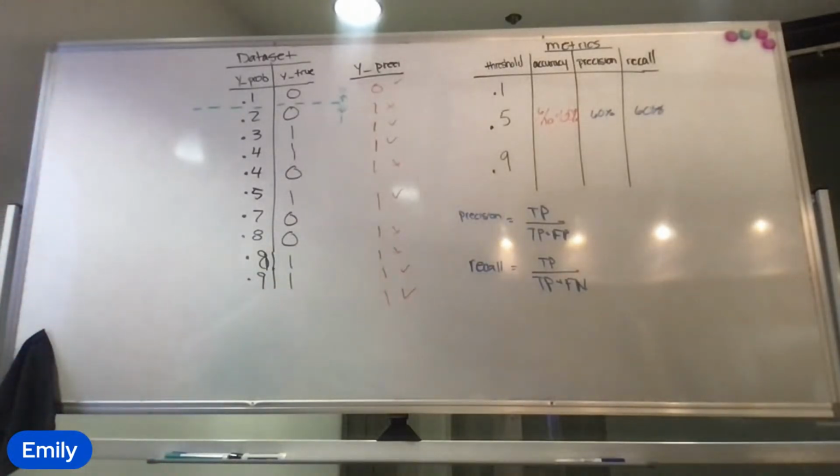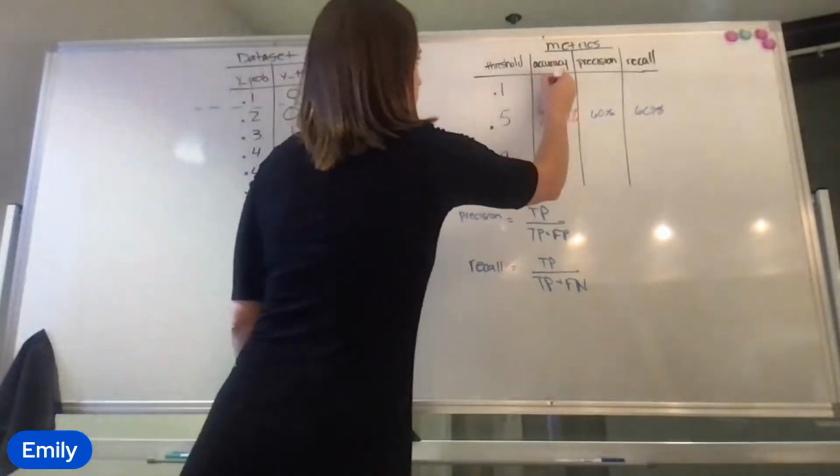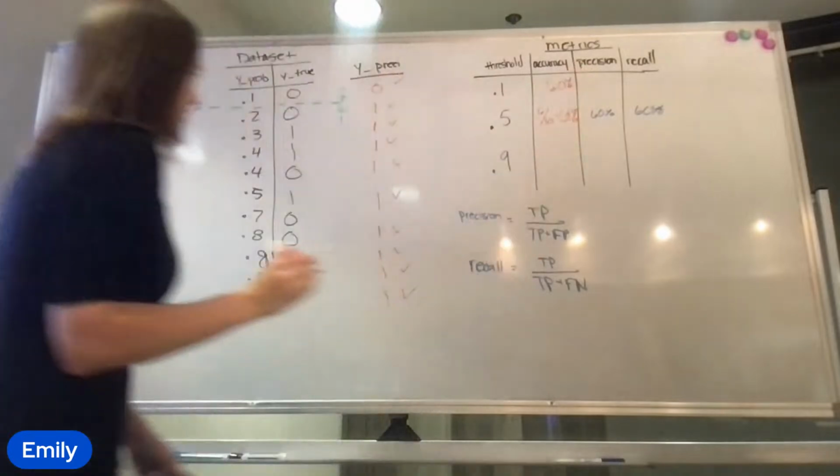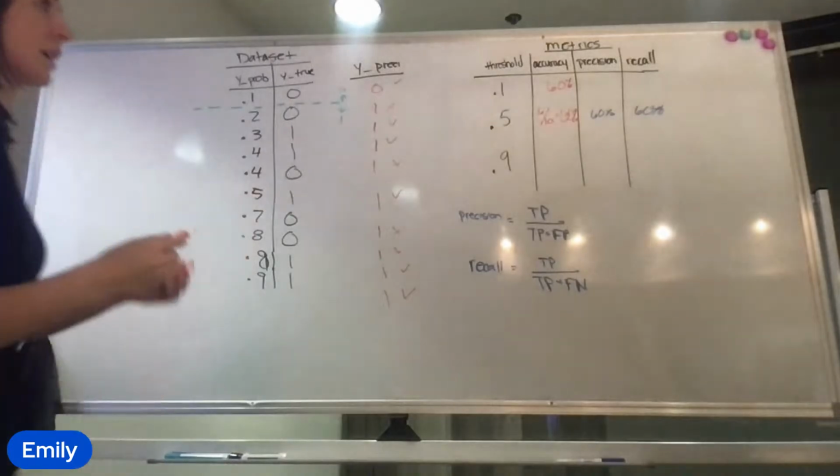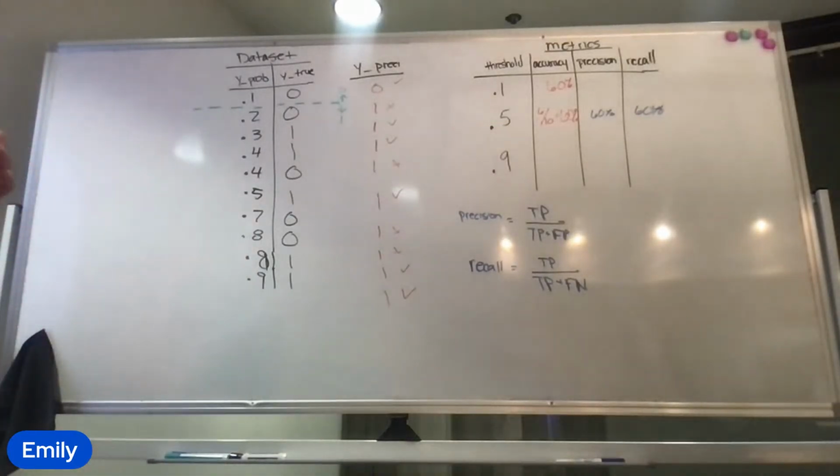Does anybody know what the accuracy is here? What, 60% again? It is 60%. That was interesting, huh? I didn't do that on purpose. So count up the check marks. 1, 2, 3, 4, 5, 6. 6 out of 10, 60%. Let's do the precision.